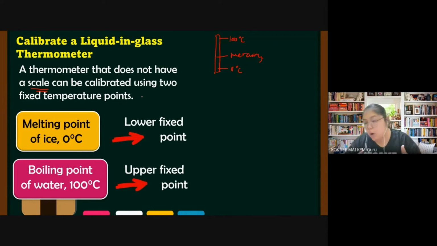If you ask me about oil, I don't know. If you ask me about mercury, I also don't know. That's why they use water as the standard to find out where the melting point and the boiling point are. The melting point, where the ice melts, is the lower fixed point. The boiling point, which is 100, is the upper fixed point.